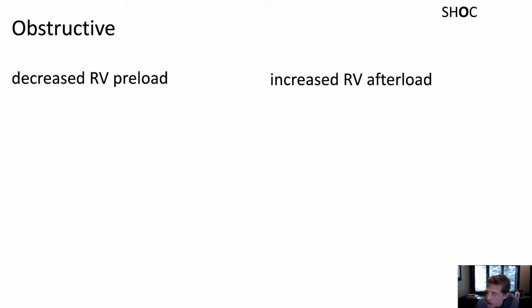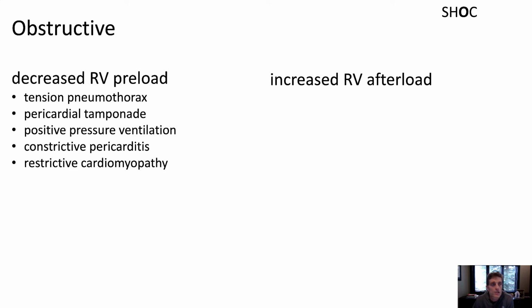So preload definition is the stretch or length of the myocardial fibers at end diastole. And of course, the venous return to the right atrium and then the right ventricle is a major determinant of preload. So what are things that are going to decrease RV preload? It's things that tend to add pressure to the thorax, which then gets transmitted to that RV. So these are things like tension pneumothorax. Pericardial tamponade provides a significant amount of pressure to the right heart that prevents filling.